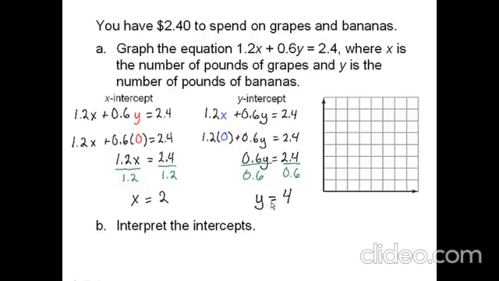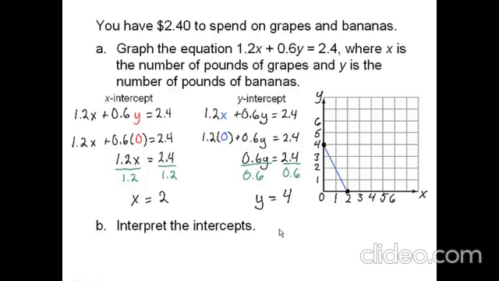Now we are ready to graph the equation. First we need to label the axes. We have the x-axis and the y-axis. Label the axes in increments of 1, because the x-intercept is 2 and the y-intercept is 4. Because the x-intercept is 2, plot 2, 0 on the graph. And because the y-intercept is 4, plot 0, 4 on the graph. Draw a line through the points. This is the graph of the equation 1 2/10 x plus 6/10 y equals 2 4/10.